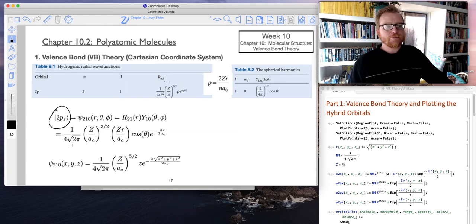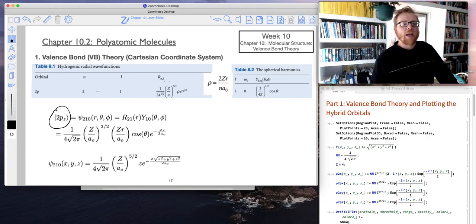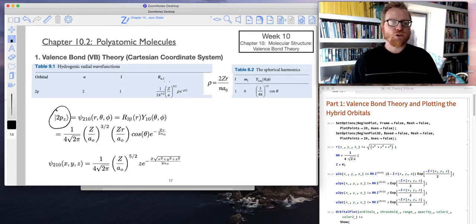Hopefully you remember the 2pz wave function is psi 2,1,0, where n is equal to 2, l is equal to 1, ml is equal to 0. We can break that up into the R21 and the Y10. We get R21 from this equation right here. And we know Y10 is the square root of 3 over 4 pi times cosine of theta.